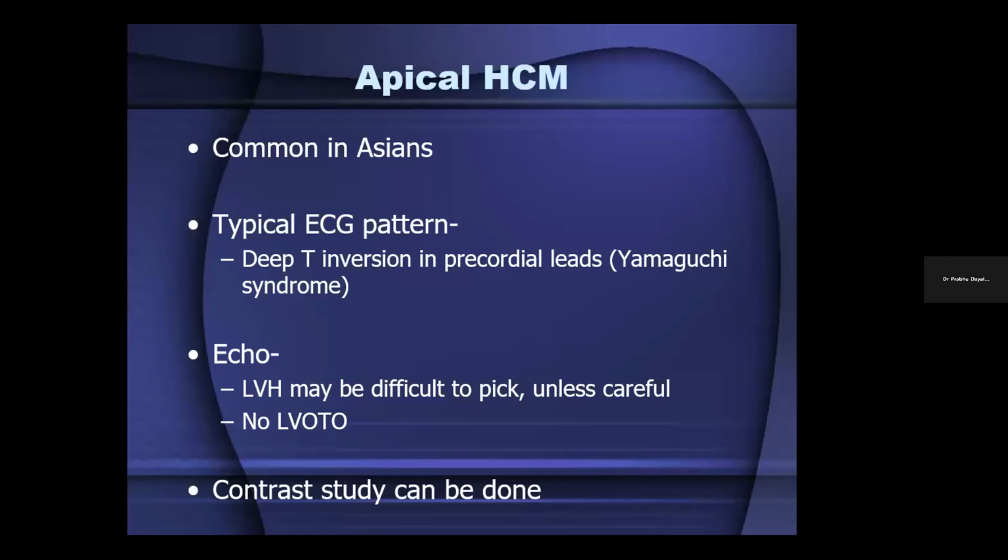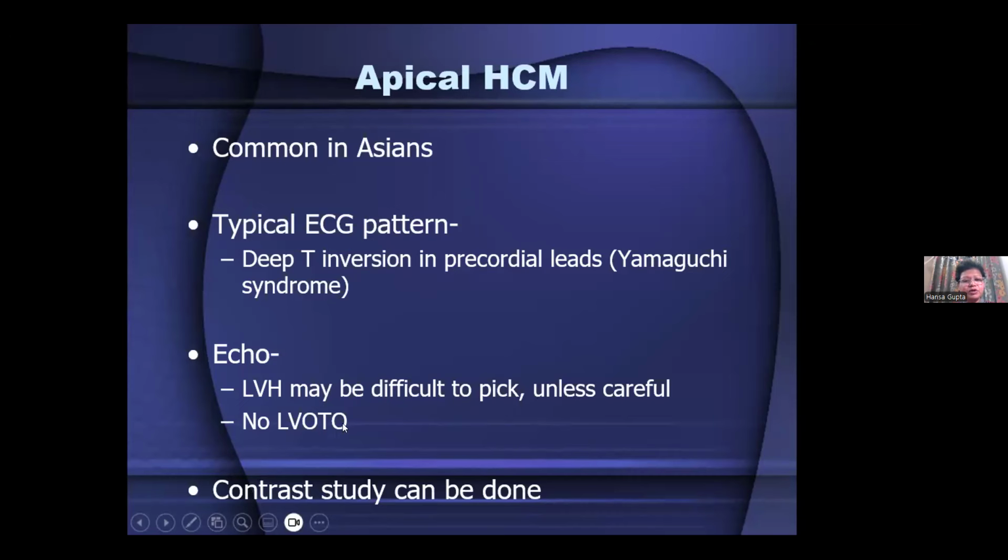Okay, so coming to the other variants is the apical hypertrophic cardiomyopathy. Why is it important? It is often missed if not properly looked for. I'll show you a case because he just underwent an ECG for the routine examination in the office. And deep T-wave inversions were found in the precordial leads, and this is called Yamaguchi syndrome. And LVH may be very difficult to pick unless we are careful about it.